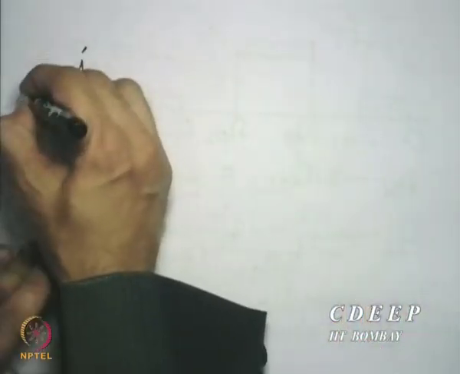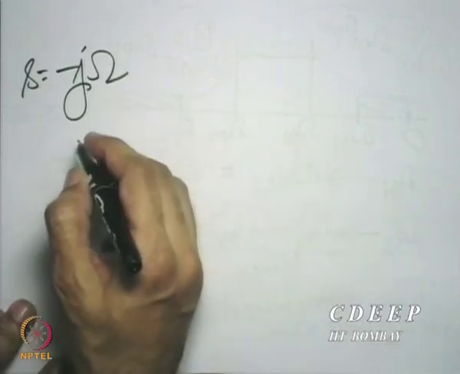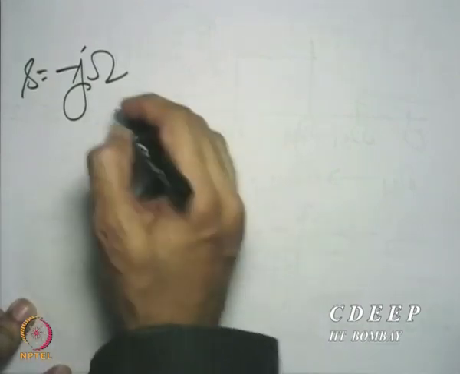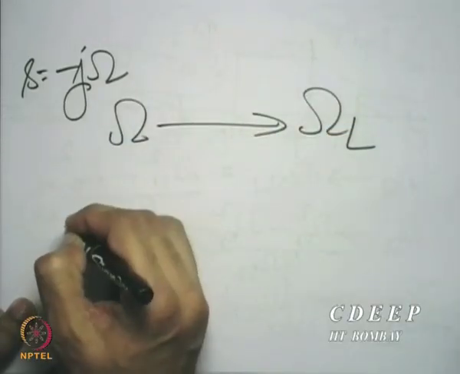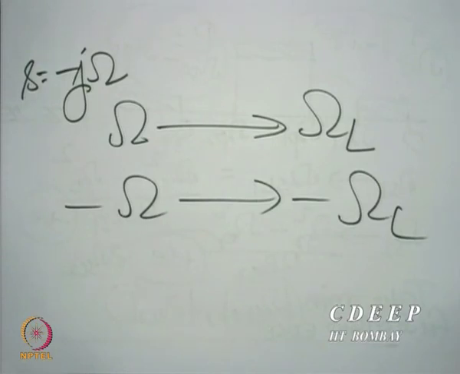So the question is, what happens to the minus infinity to 0 interval? Yes, that is a good question, so let us answer that. One thing that you need to check is, what happens when you put S equal to minus j omega here. We will see very quickly that this mapping must be odd. The frequency transformation is odd. So if omega goes to omega L, then minus omega would go to minus omega L. That is very easy to see. The mapping must be odd, right?